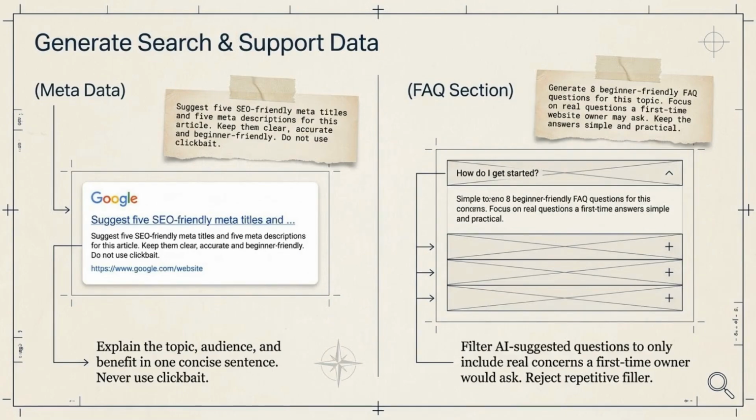Your article also needs to perform well in search and support the reader after the main text. Prompt the AI to generate SEO-friendly meta titles and descriptions. At the same time, ask it to create a practical FAQ section, filtering its suggestions to only include real questions a first-time user would ask.